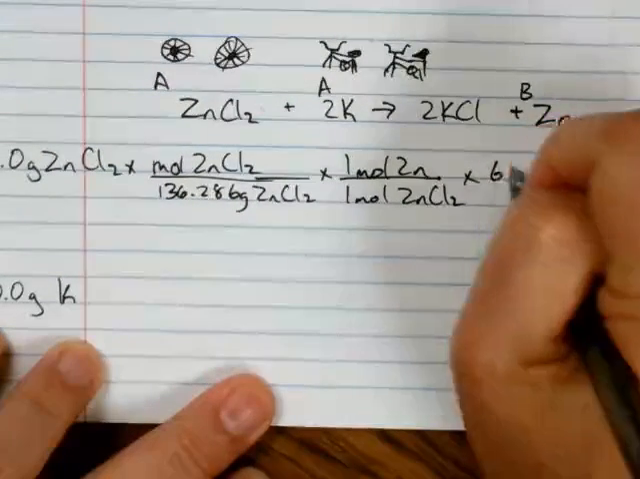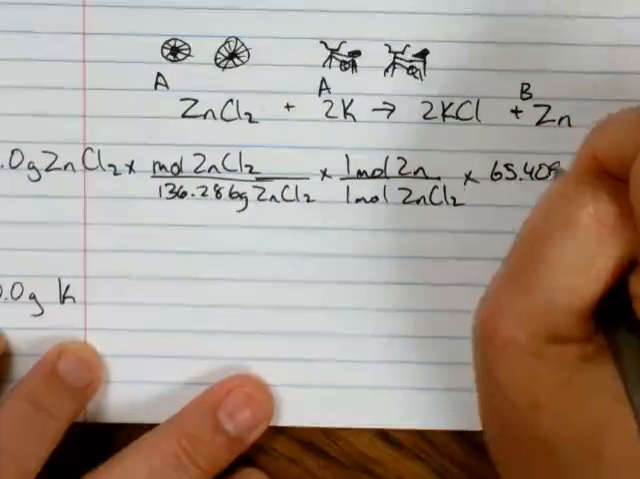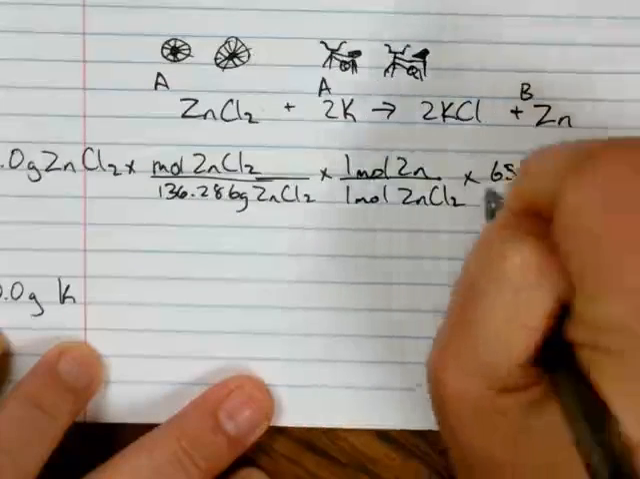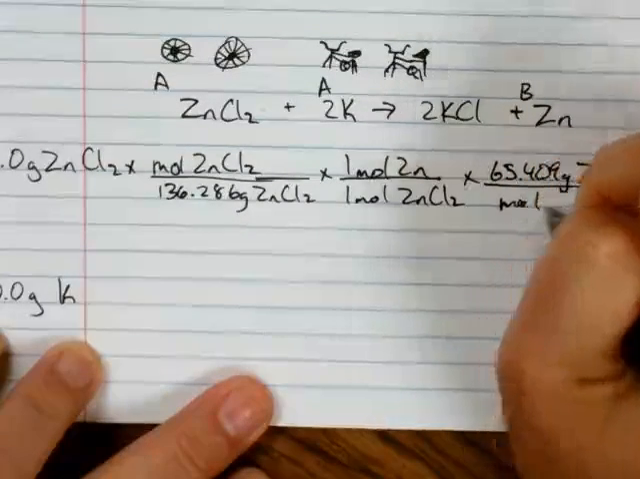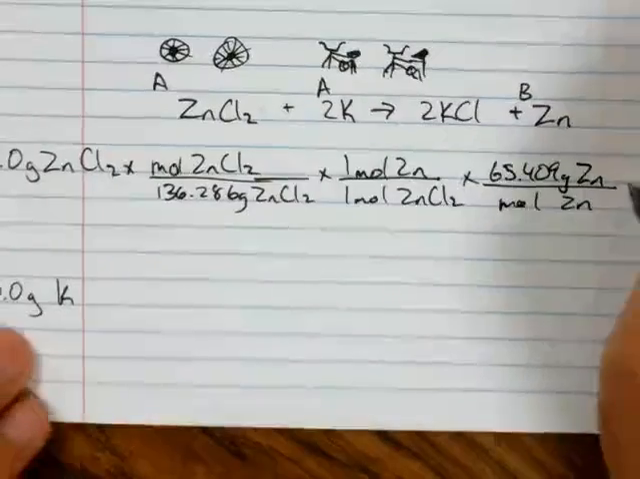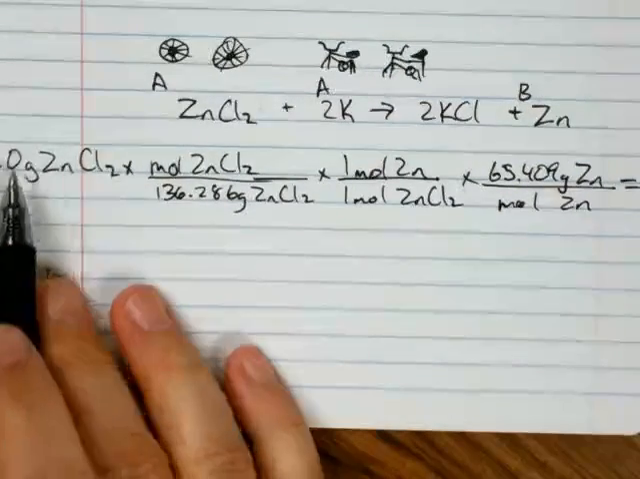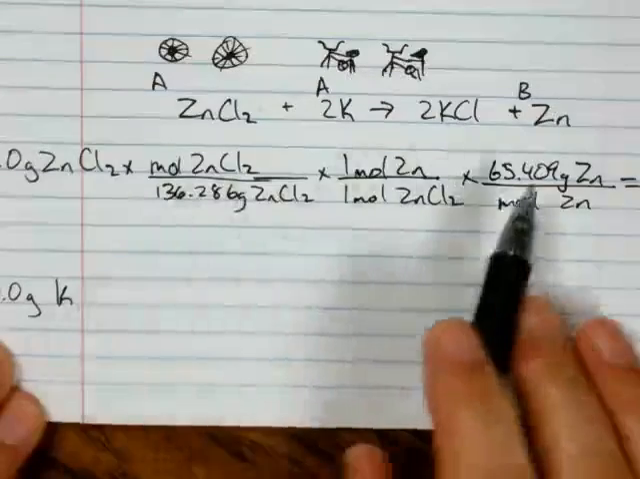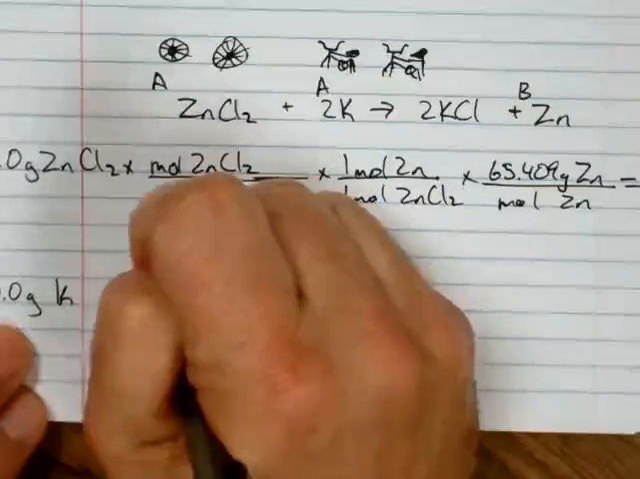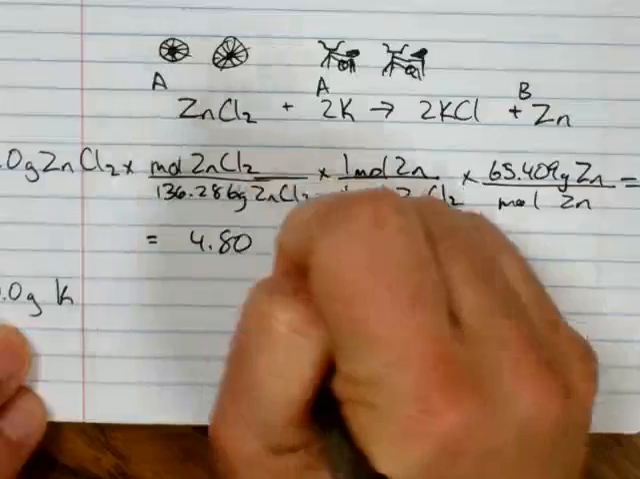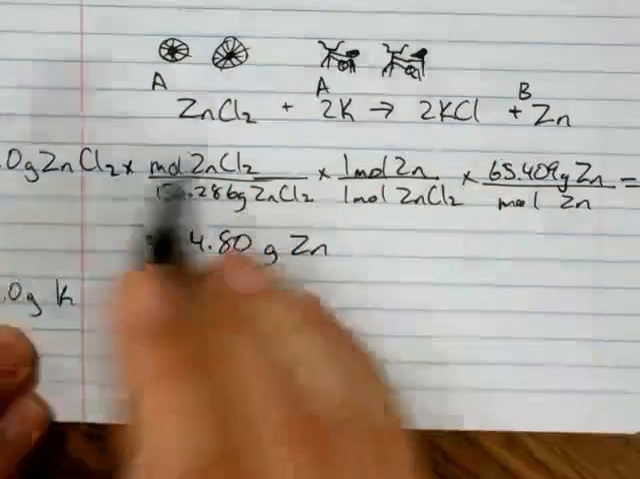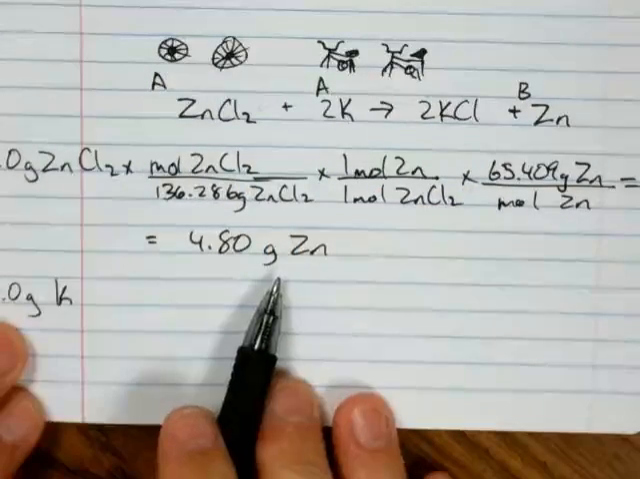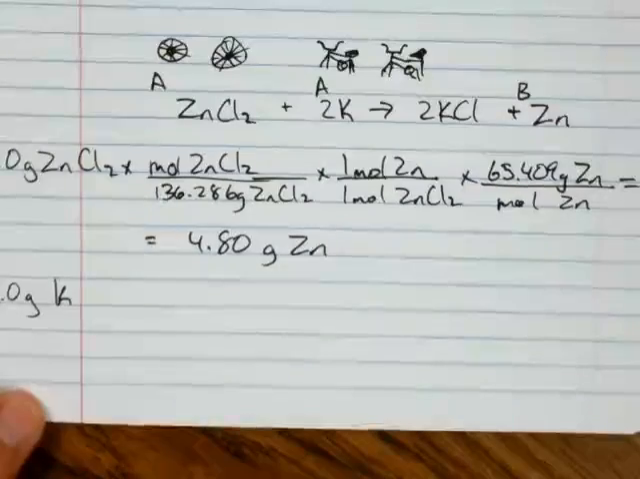Molar mass of zinc is 65.409 grams over 1 mole of zinc. 10 divided by 136.286 times 65 gives you 4.80 grams of zinc. So with 10 grams of zinc chloride, you can produce 4.8 grams of zinc.